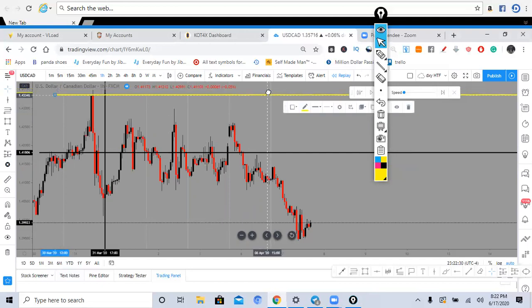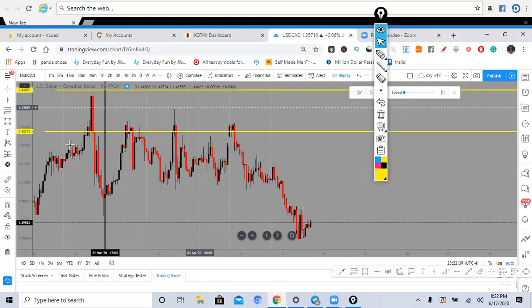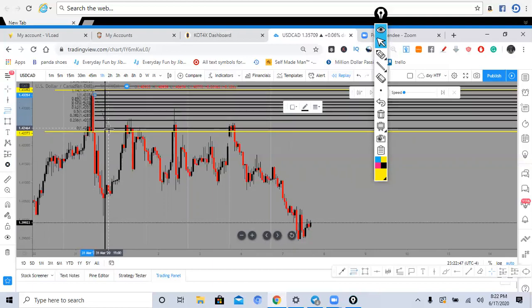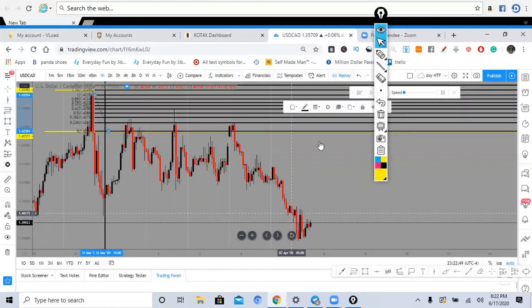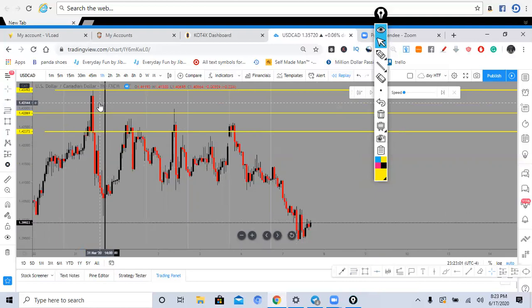right? This rejection block, this high, right? It's two levels you could have been looking at. You could have been looking at this order block open right here, right? And you could have been looking at the main threshold of this order block, which would have been right there. I basically just measured the 50% of this up candle before the down move.